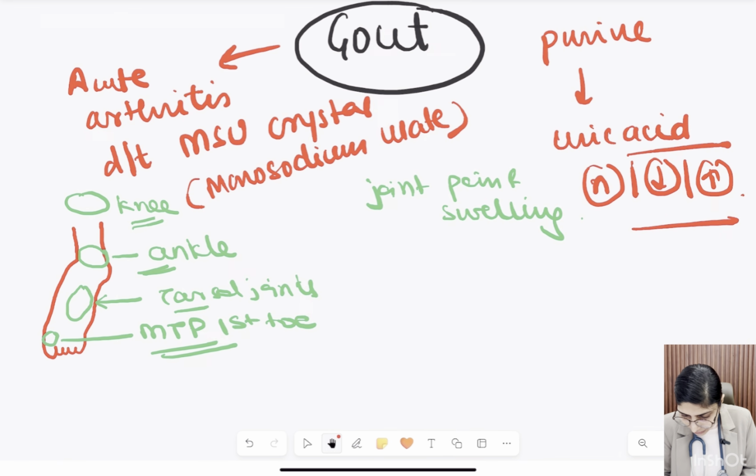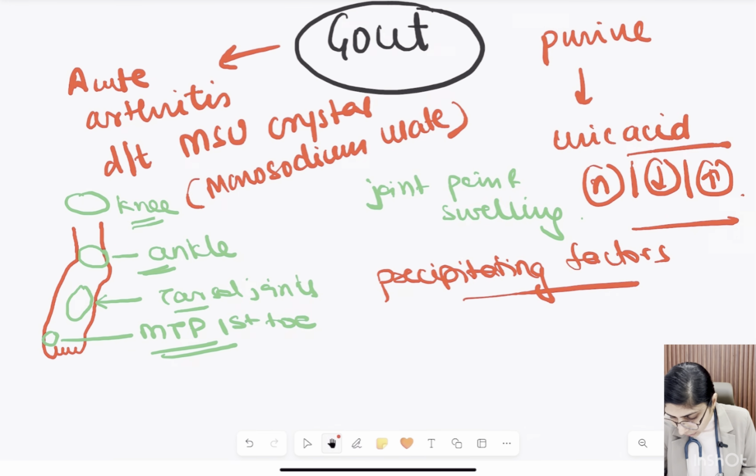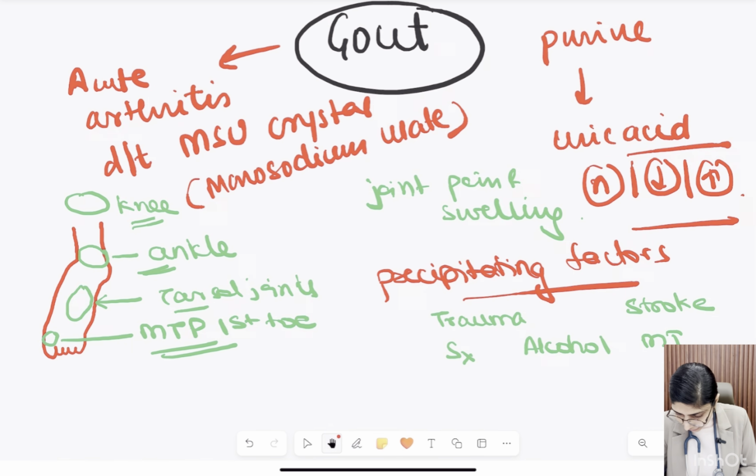But then what are the precipitating factors, right? We need to know this. This is something that is asked in the exam. The precipitating factors of gout are trauma, any surgery, alcohol, a vascular event like a stroke or an MI, and even hypouricemic treatment.